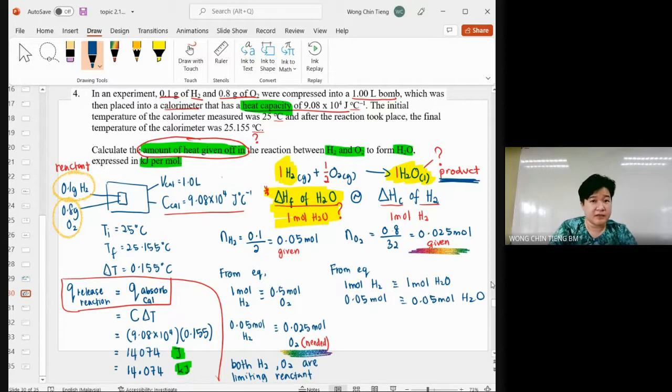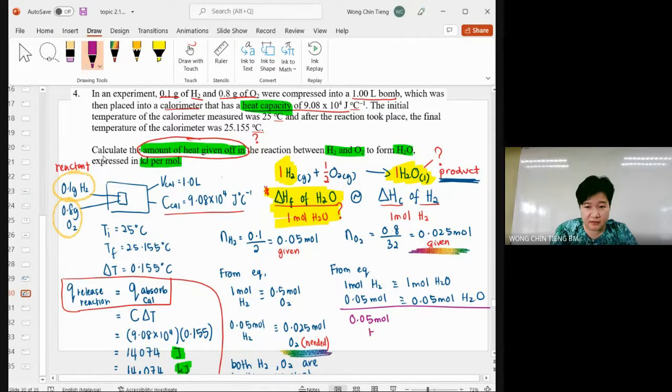Okay? And the most important part dah sampai. 0.05 mole of water only release negative 14.074 kilojoule. Kita nak delta H. Kita nak enthalpy of formation of water. Alright, kita nak yang ni. Kita nak yang ni tadi kita cakap dah. So, untuk dapat yang ni, how much is that? 1 mole of water will be equals to how much? Setuju?